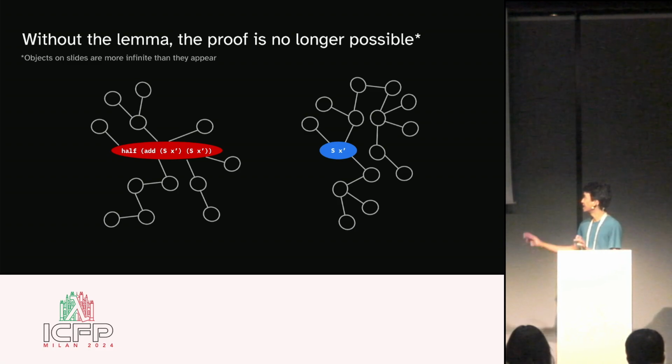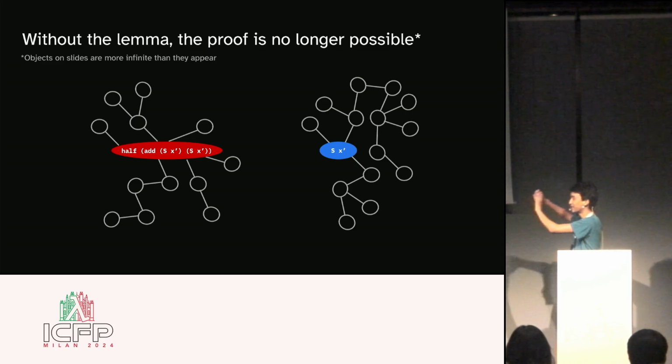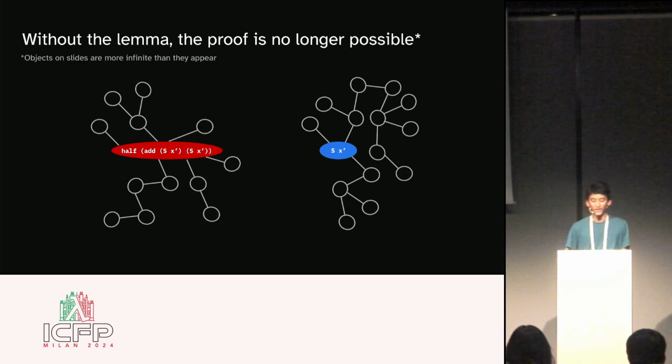The asterisk here, okay, so this is still an infinite search space. We still have this infinite problem, but I only have a finite amount of space to demonstrate this difference. So bear with me here. Without the lemma, believe me that the proof is no longer possible. We need that lemma. We need to discover it or some other equivalent lemma.